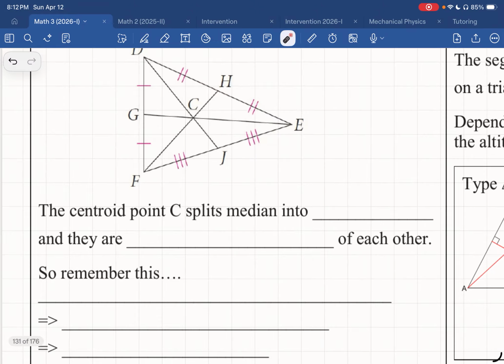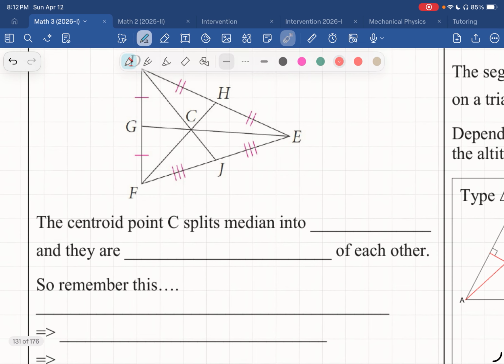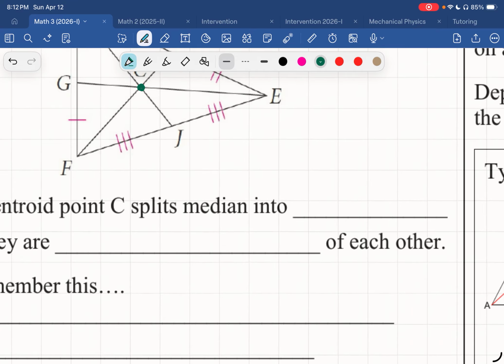So the centroid, which is the point C, let me put it here. In this case, the centroid is this point over here, the point C, right? You can see here. The centroid point C splits the median into two smaller segments. But okay, let me put this here and then I explain to you what is two smaller segments.